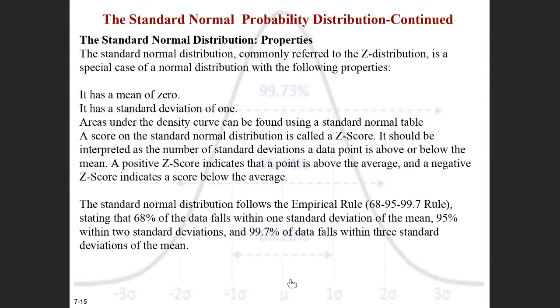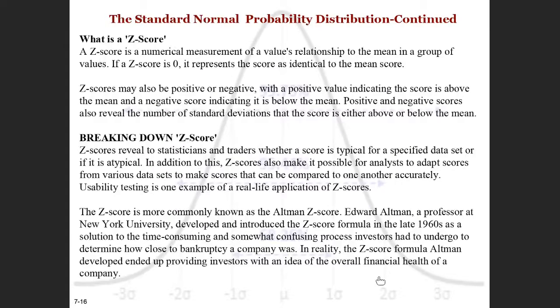And the standard normal distribution follows the empirical rule: 68, 95, 99.7. Right? Everything within one standard deviation of the mean is 68%. Sorry, 95 is 2 standard deviations, and 3 is 99.7. Okay? We covered this somewhat, and you should know it.